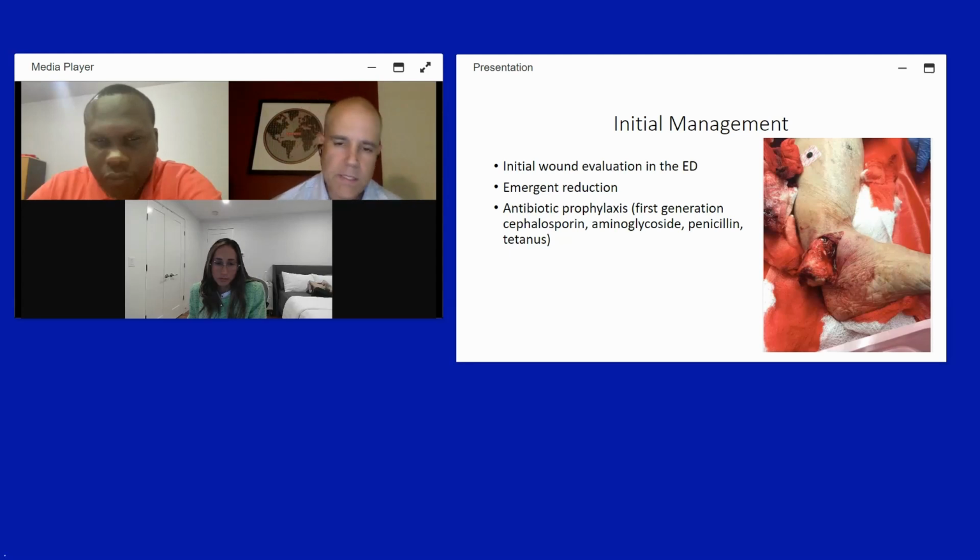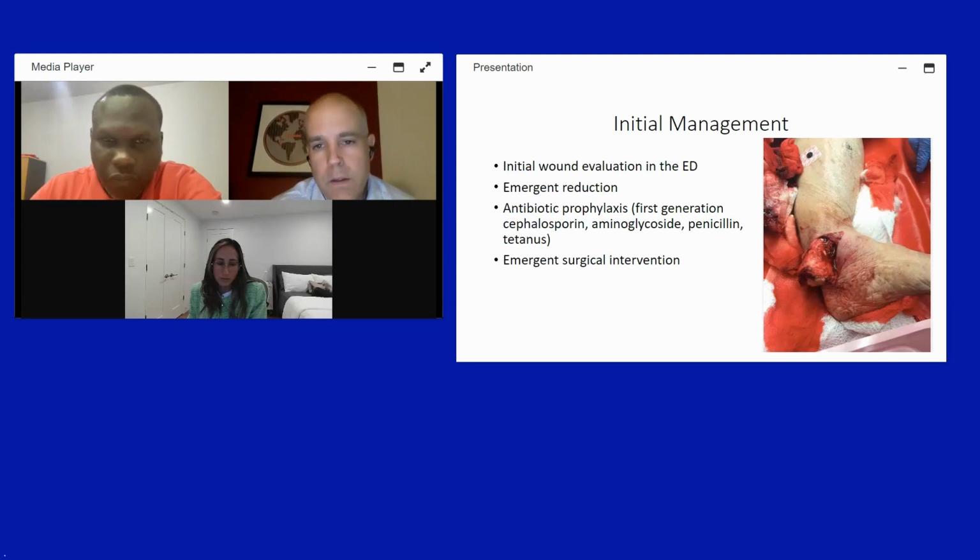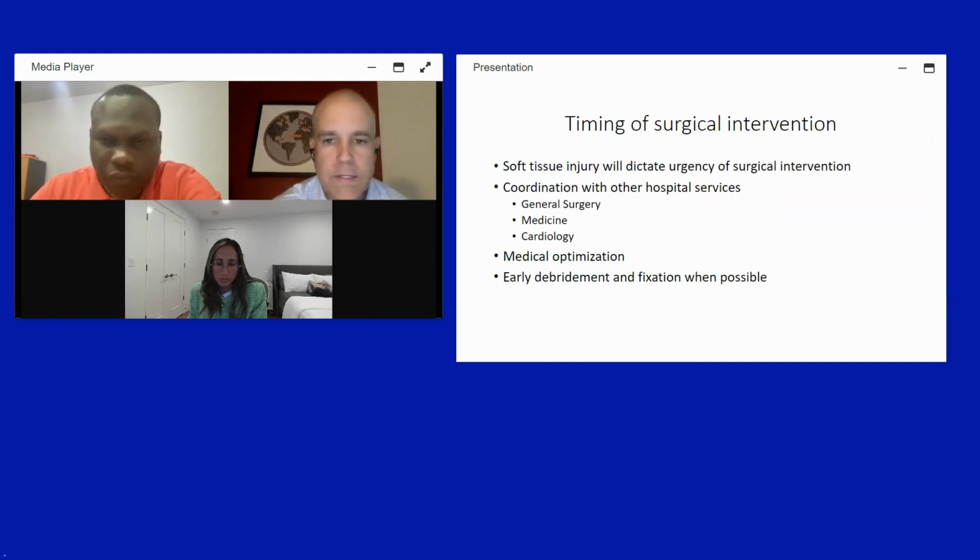Sometimes we'll use aminoglycosides, and then obviously penicillin for gram-negative coverage, and obviously a tetanus booster, or if they're unsure, we can give the full tetanus profile. And then, in situations that are amenable, emergent surgical intervention. Now, the thing about surgical timing that we find is, soft tissues dictate this.